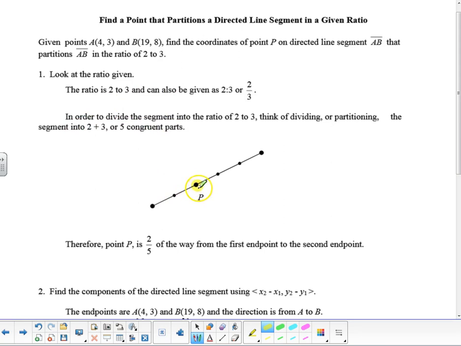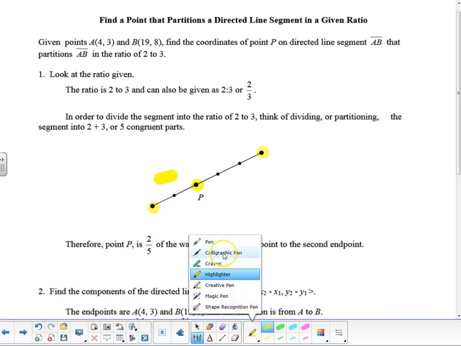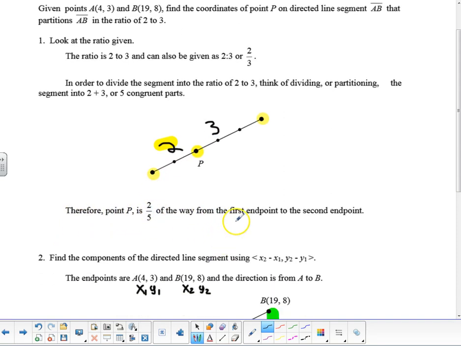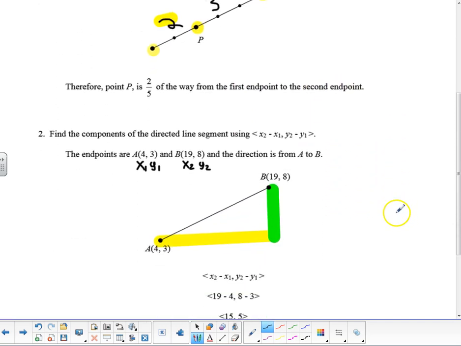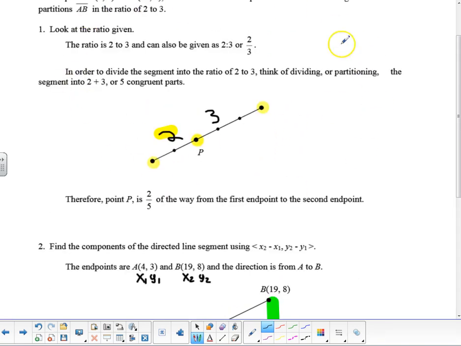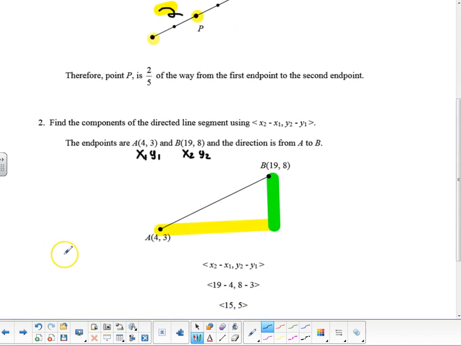So this is the example that I was sharing about running a 5-mile race. You start here and we're at mile 2, but we have to get to mile 5. So this would be 2 parts, and this would be 3 parts, equal parts. Therefore point P is 2/5 of the way from the first endpoint to the second endpoint. So here's how we're going to go about doing this. That first part is how we can think about this problem. Now step 2 and step 3 are how we calculate it.